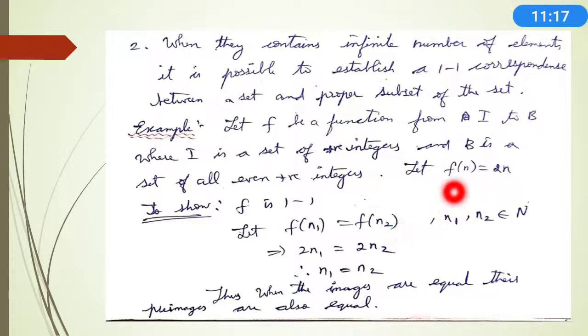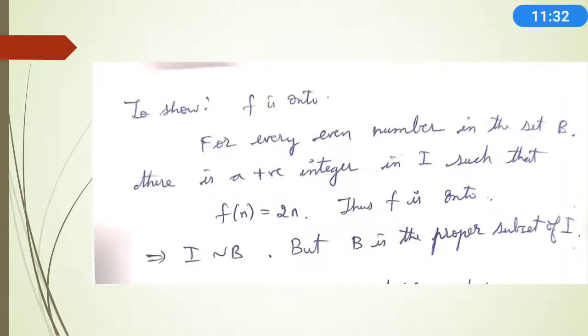And it is onto, because for every even number in my set B, there will be a positive integer in I such that f of n is equal to 2n. This is obvious. So I can say I and B are equivalent sets. I hope you understand. Next we will see countable and uncountable sets.